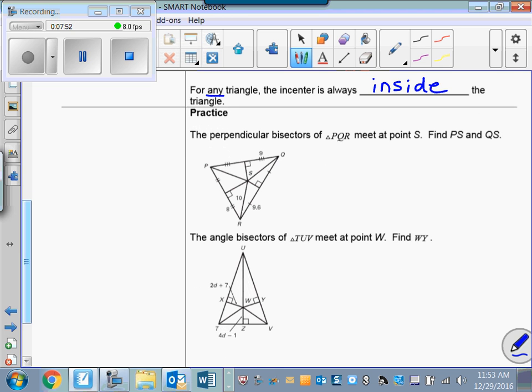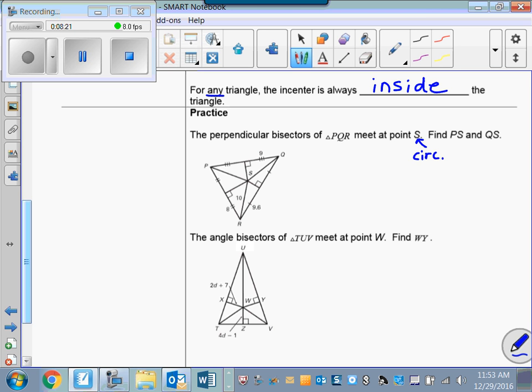The perpendicular bisectors of PQR meet at point S. Let me just give you a little tip on how you can come to remember the different terminology. Whenever you're working a problem and they give you this, like the perpendicular bisectors of PQR meet at point S, immediately you should say to yourself, what is that point called? Perpendicular bisectors? It's called the circumcenter.